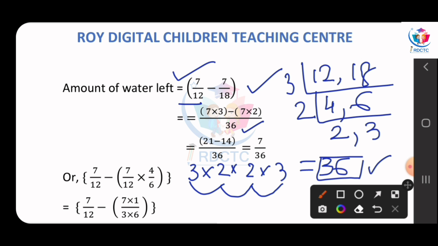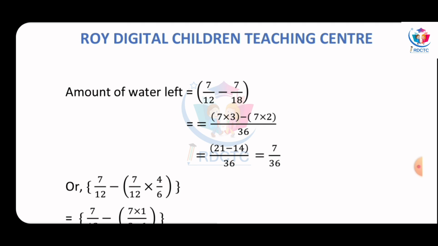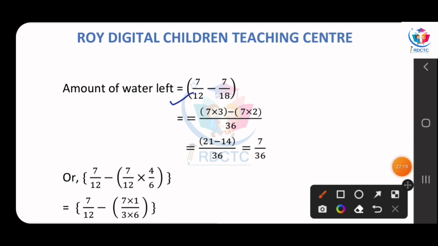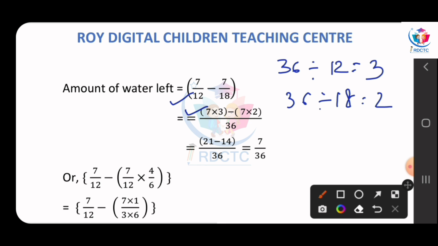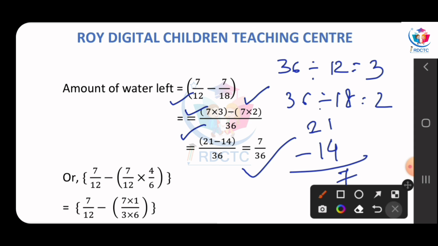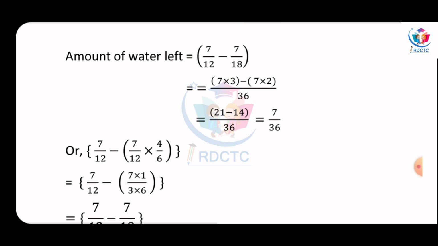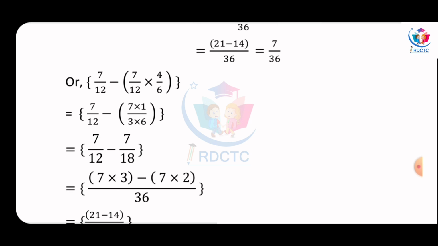After getting the LCM, we have to divide the LCM by the given denominators. 36 divided by 12, we get 3 here, and that is why I write here 7 into 3. Then we divide 36 by 18, we get 2, 7 into 2. Okay, 7 3s are 21, 7 2s are 14 by 36, and when we subtract 14 from 21, we get 7. Okay, that is why I write here 7/36. And when I present the math in the simplification form, we write it in this way.